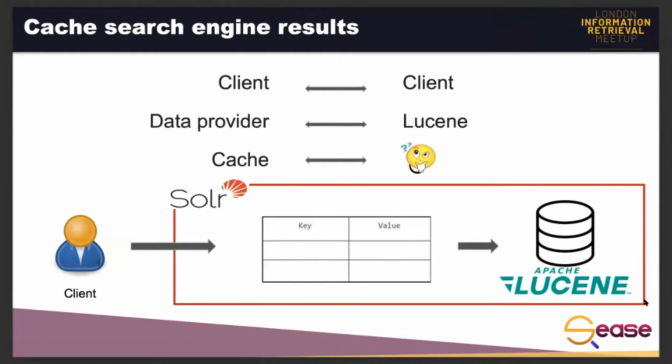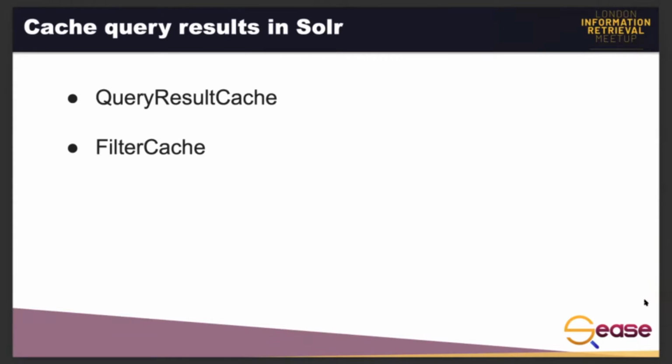So in a search engine, in our case Solr, the data provider is Apache Lucene, since Solr actually embeds Lucene, and the client is still the client. So we now see what caches are implemented in Solr to speed up the queries. Today we have 30 minutes, so we will focus on the query result cache and the filter cache.